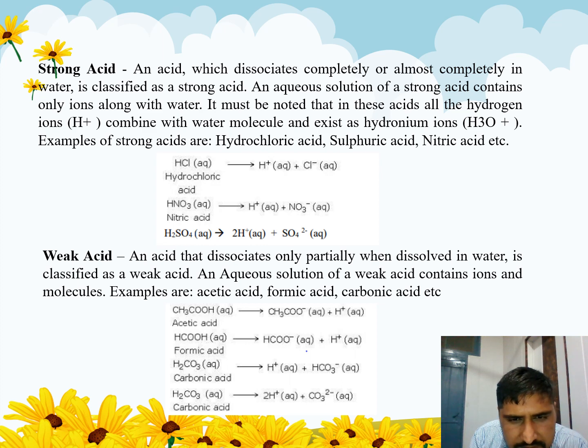A weak acid is an acid that dissociates only partially when dissolved in water. An aqueous solution of a weak acid contains ions and molecules. For example, acetic acid gives CH3COO- and H+. There is an equilibrium between the dissociated and undissociated forms in acetic acid, formic acid, and carbonic acid.